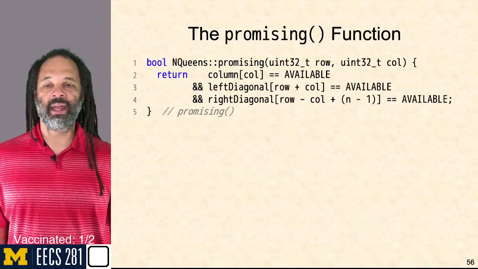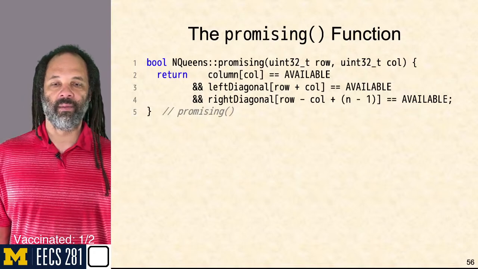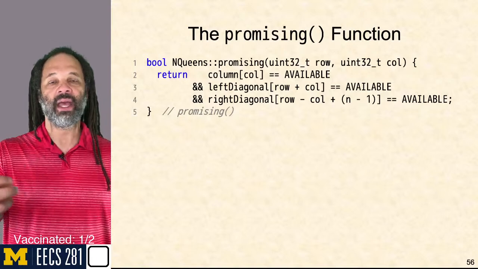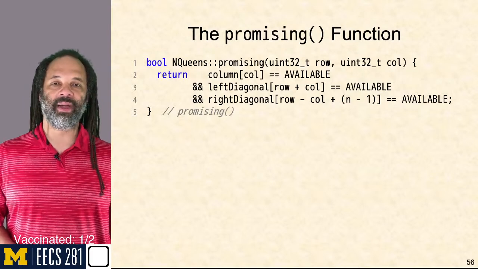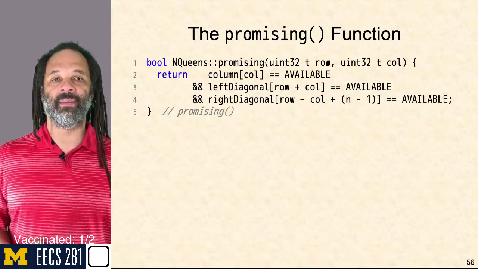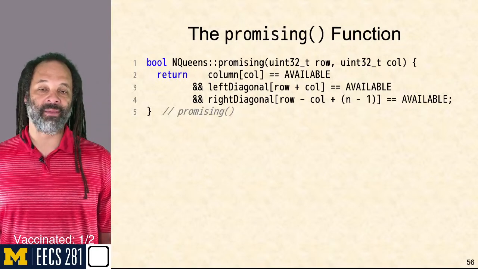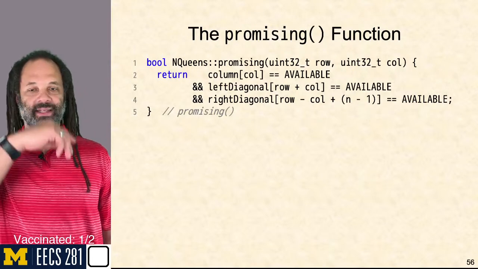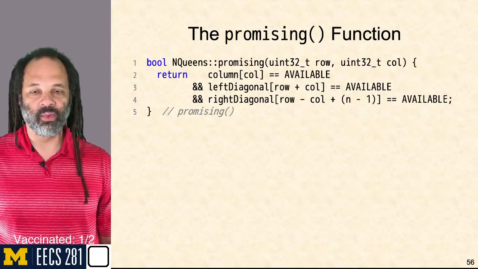Here then is what promising is. Promising is given some row and column, I'm trying to say, can I place a queen in this position, in this row and column? Is that promising? Well, if the column is available and both the diagonals are available, then yes, it's promising.